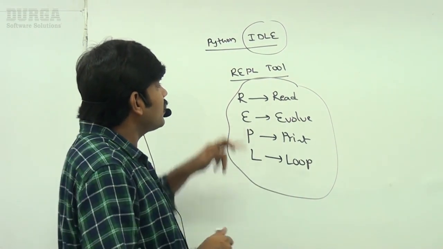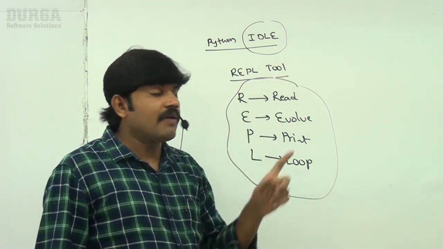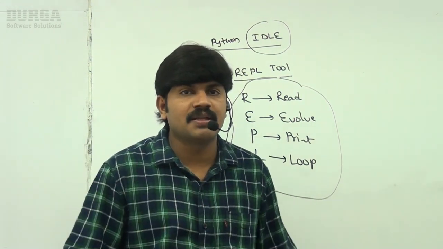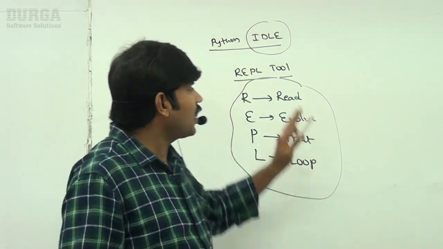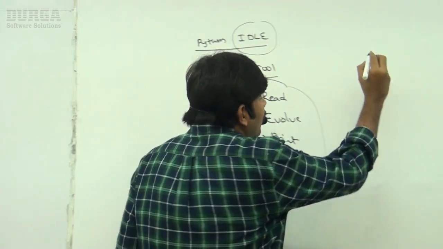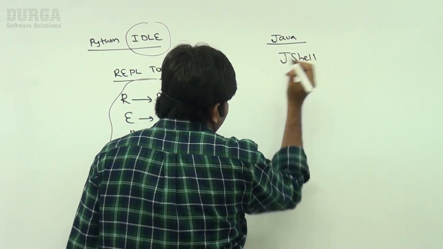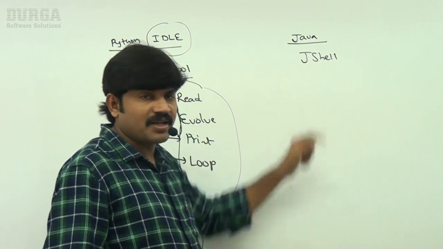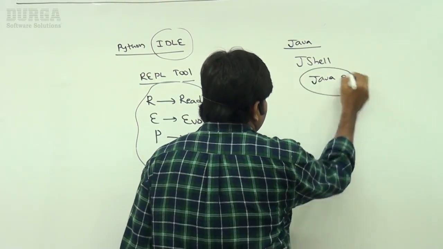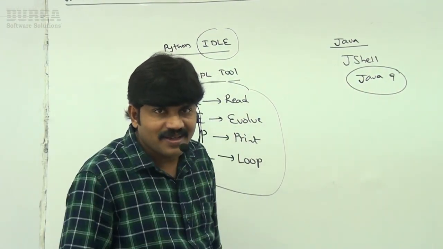I will show. Sir, what is a REPL tool? Most programming languages have this type of REPL tool to easily play with the syntax, very easily for kids. In Python, we have Python IDLE. If you go for Java, we have JShell, just like our Python shell. But unfortunately, this concept came in the Java 9 version, very recently. But the good thing is, in Python, from day 1 onwards, Python IDLE is available.